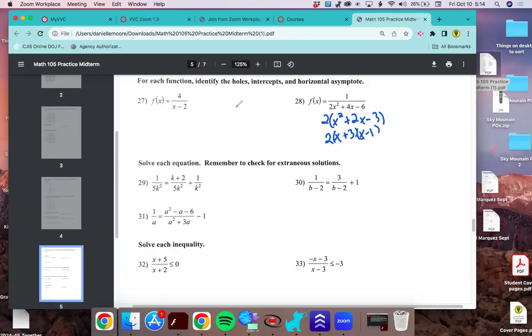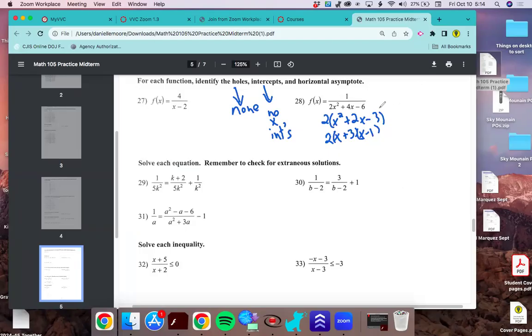If I wanted to find a hole in the graph, there's nothing that will zero out both the top and the bottom, because on this one, there's nothing on the top to cancel. So there are no holes in the graph. For the intercepts, let's look for x-intercept and y-intercept. Same issue as last time. There are no x-intercepts, because I'll never get the top to be 0.